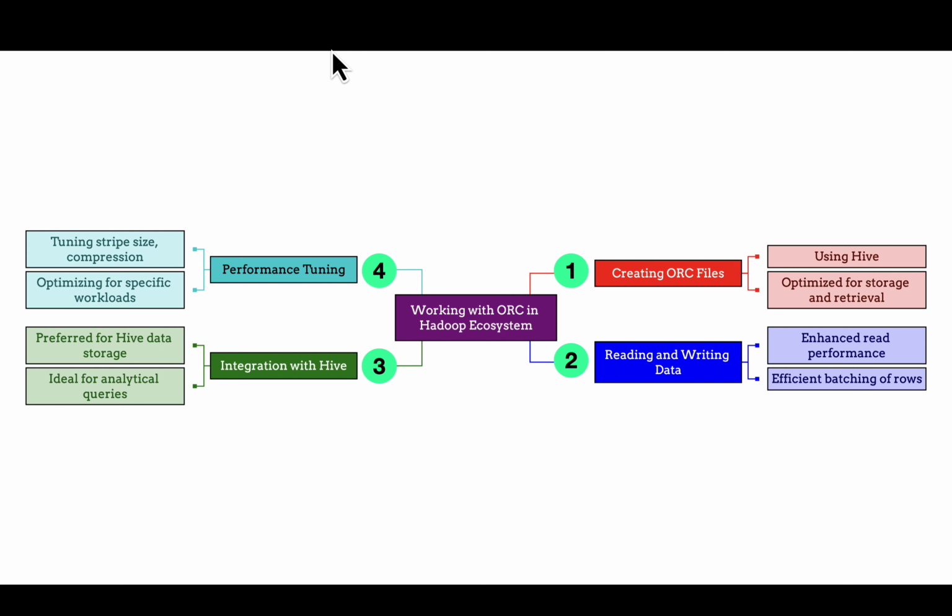4. Performance tuning. To optimize the performance of ORC files, consider tuning factors like stripe size, compression format, and row group sizes based on your specific workload requirements.